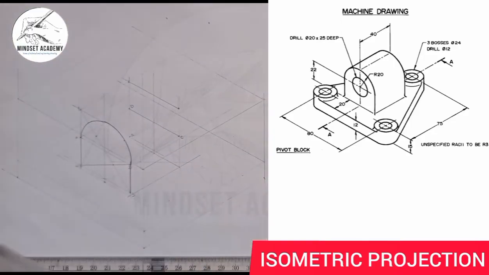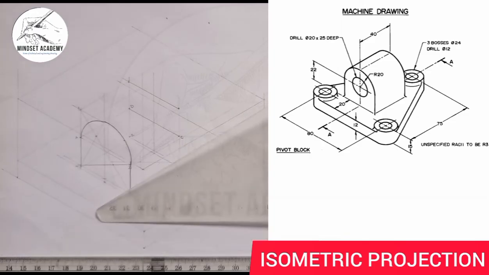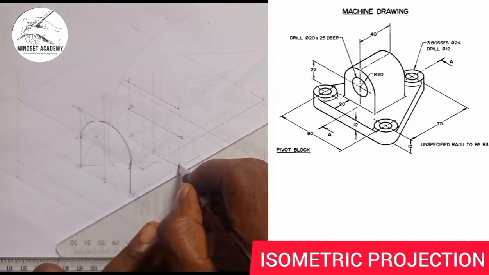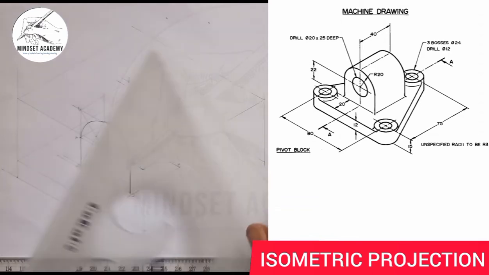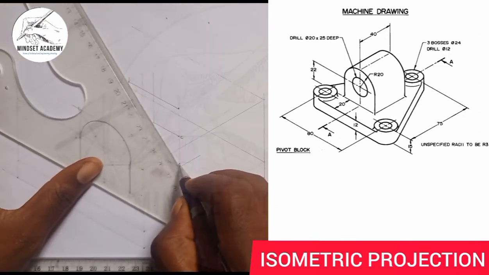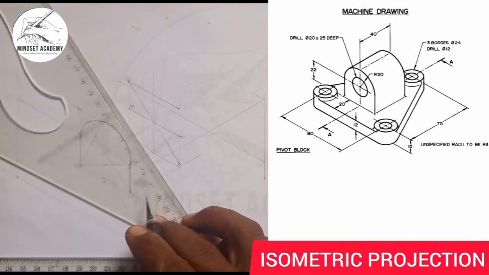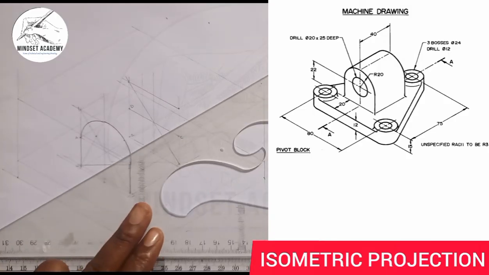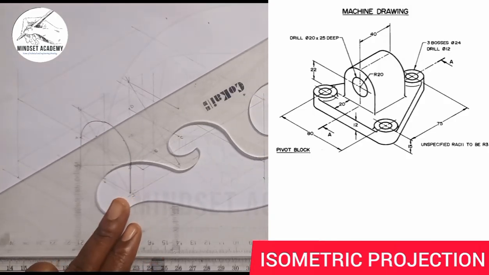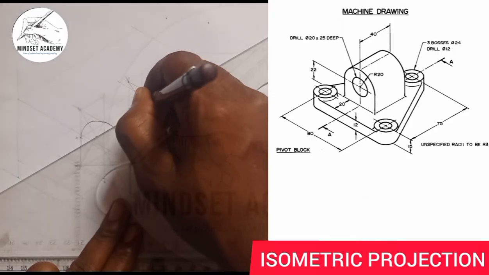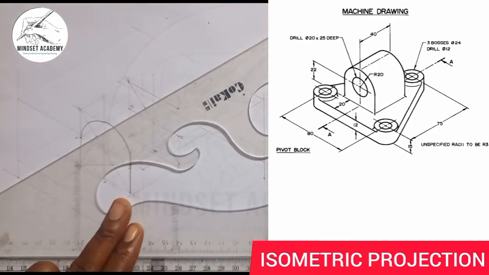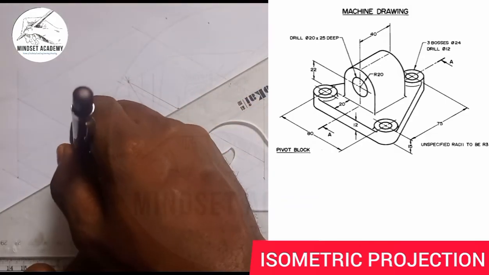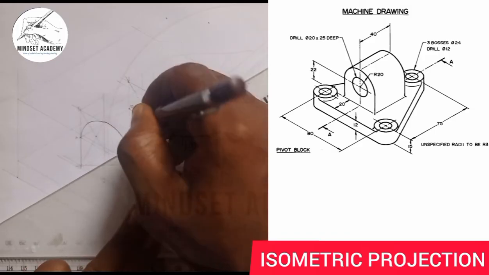Alright, so what I'll do is, the next point is this point here, is meeting it here. So I'll join the diagonals from here to this point. Then transfer the point from this point to this point, then from this point to this point.